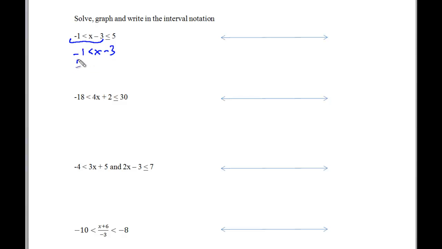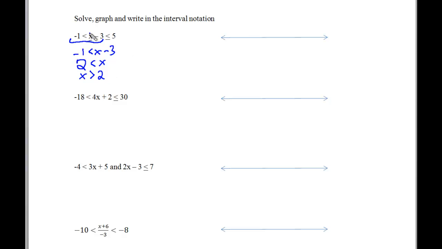Add 3 to both sides. That makes a positive 2, which is less than x. And I'm going to flip this around using the symmetric property. X is greater than 2.